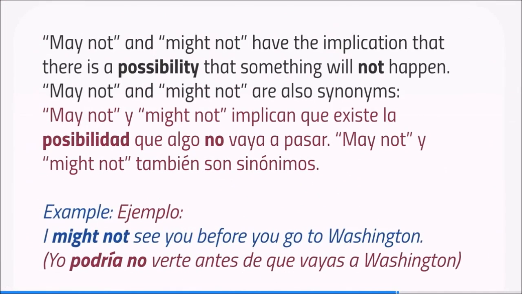May not and might not have the implication that there is a possibility that something will not happen. May not and might not are also synonyms. Example: I might not see you before you go to Washington.